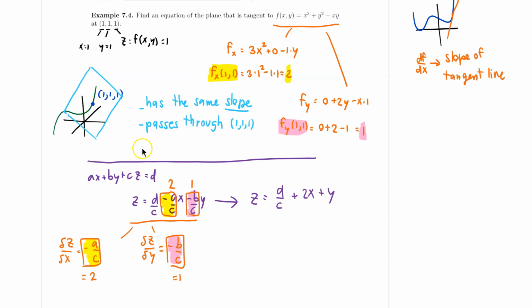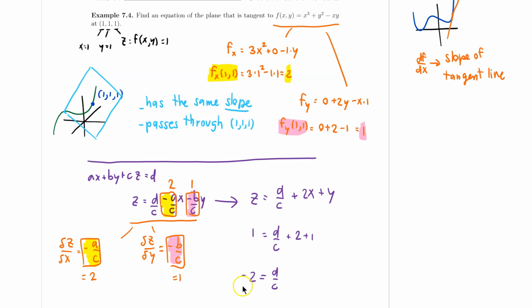And there is just one piece of information that I haven't used yet, which is the fact that my plane has to pass through the point 1, 1, 1. So what that means is I can just plug in x, y, and z all equal to 1. So what I'm going to get is 1 equals d over c plus 2 plus 1. So then the value for my d over c has to equal negative 2. So d over c has to equal negative 2.